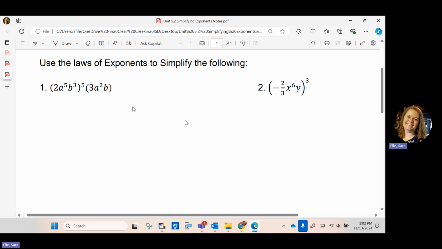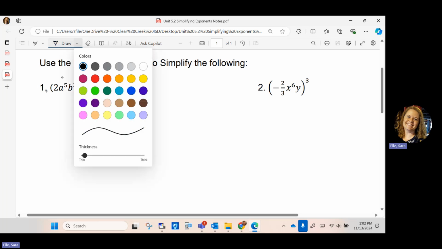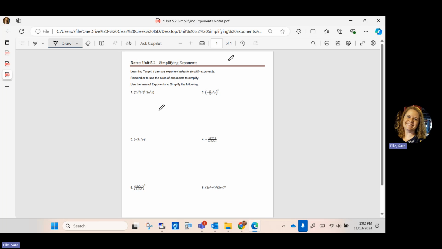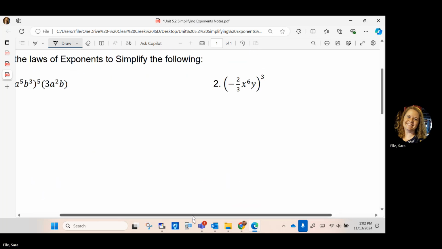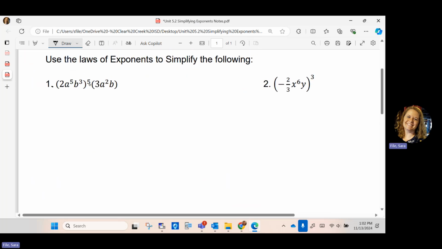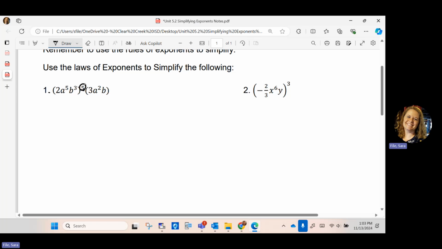Okay, so here we've got two expressions in parentheses being multiplied, okay? And this first set of parentheses is being raised to the 5th power. When I'm looking at this, there's a lot going on here, lots of numbers and letters, so I need to be careful in my order of how I simplify this. We need to take care of this exponent on the outside. This 5 needs to be distributed to all of the coefficients and variables here in the parentheses.